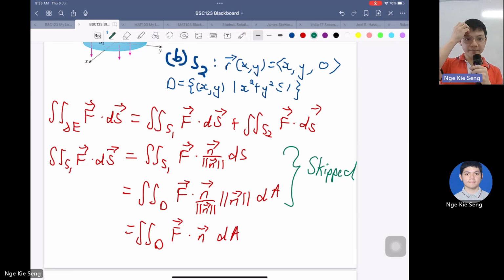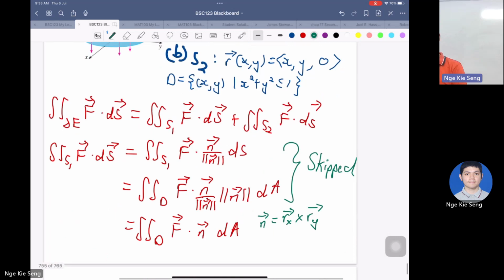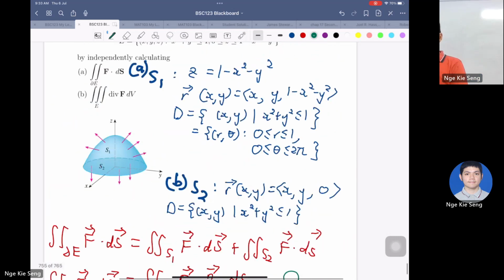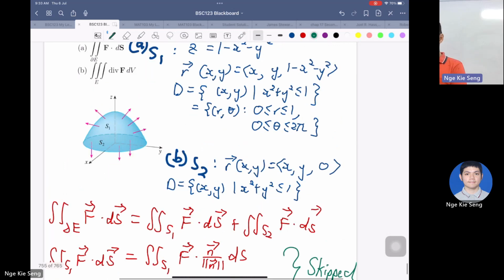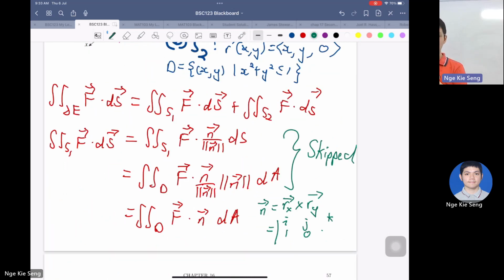So what is n? n here is Rx cross Ry. What is our Rx and Ry in this case? Our Rx is 1, 0, and minus 2x. I think we keep seeing this again and again. 1, 0, minus 2x, and 0, 1, and minus 2y for Ry.